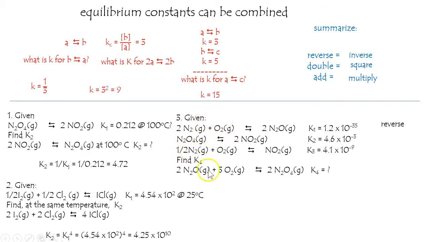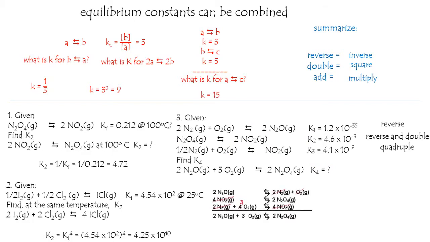And then I assume, based on what I'm seeing, that if I do all that and add those 3 reactions up, I'll get the 4th one. So the last step will be to multiply all 3 of the new K values. Now it's definitely a good idea to write them all down fresh and see if it works out. So that's the summary. Reverse, reverse and double, and quadruple.